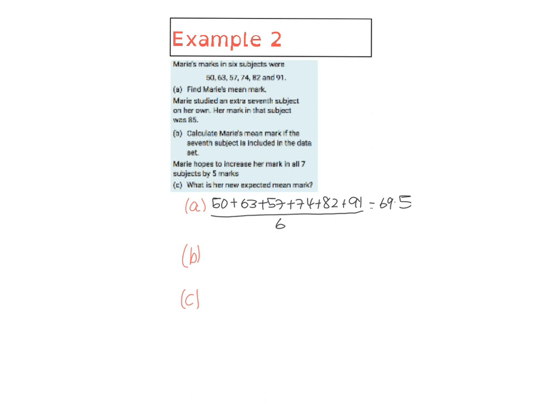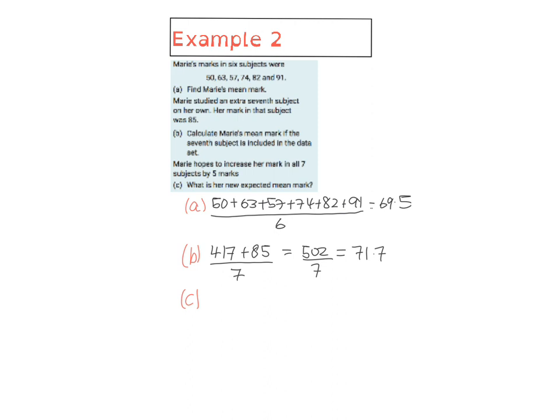So if I add together the original 6 subjects that she did, that was 417 marks, plus another 85 for the new subject. And now we're dividing by 7 because she took 7 subjects this time. So that's going to be 502 divided by 7, which is going to give her a new mean mark of 71.7. But again, if you just want to go back and add up all 7 numbers again and divide by 7, that's fine. So part C.